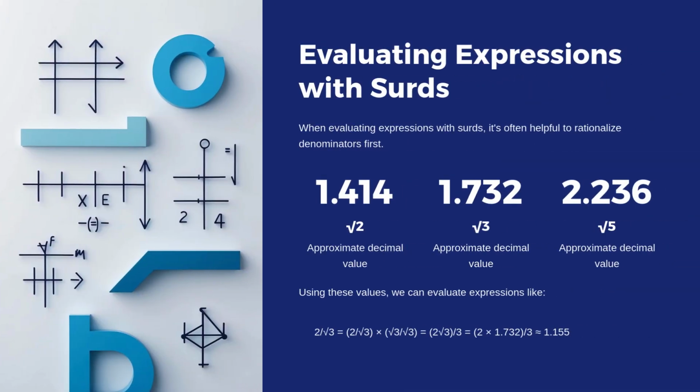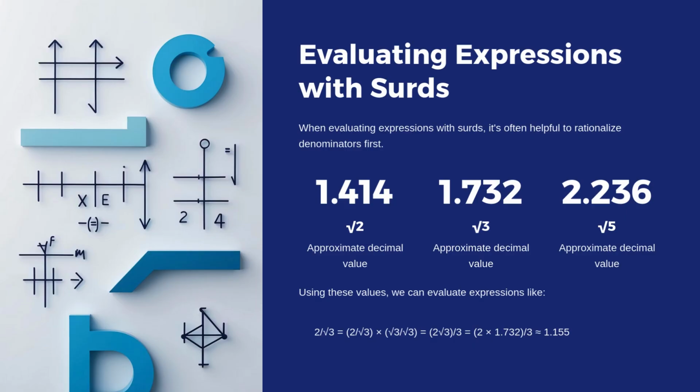Evaluating expressions with surds. When evaluating expressions with surds, it is often helpful to rationalize the denominators first. Approximate decimal values. Square root of 2 is approximately 1.414. Square root of 3 is approximately 1.732. Square root of 5 is approximately 2.236. Example: evaluate 2 divided by √3.